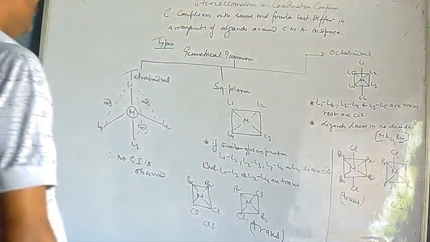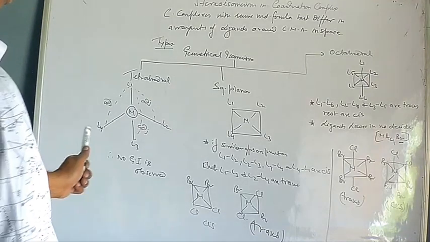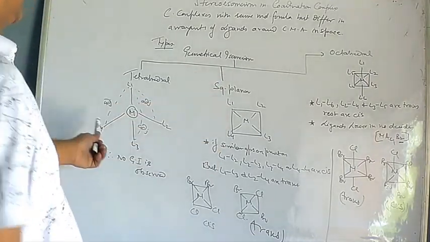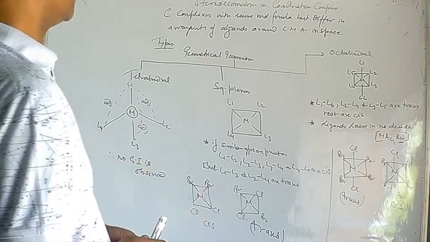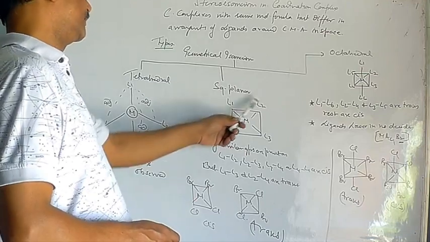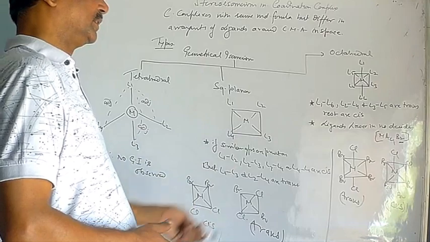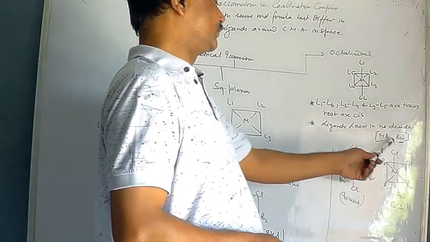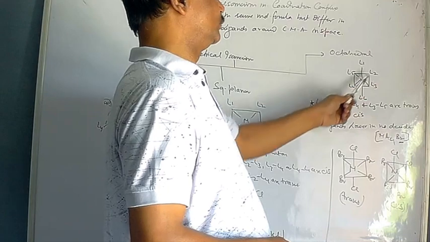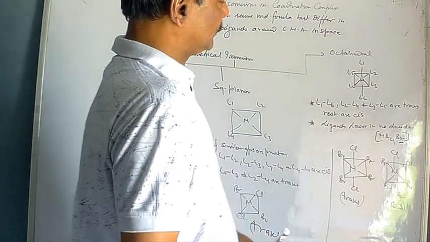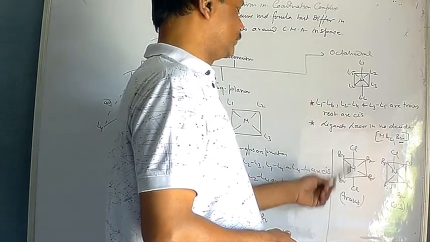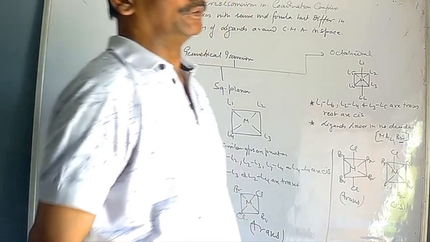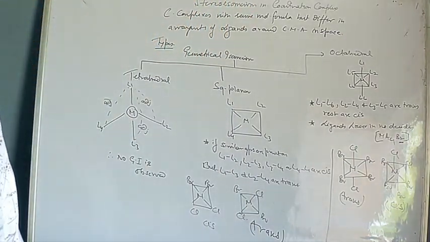So class, geometrical isomerism is found in three geometries: tetrahedral, square planar and octahedral. In tetrahedral, no geometrical isomerism is observed because all positions are adjacent, similar positions. In square planar, same side, cis, different side, trans. And in octahedral, the lower one is going to decide. L1, L6, L2, L4 and L3, L5 are trans positions, the rest are cis positions. So in this one we find that Cl occupying opposite sides, so trans, Cl occupying the same side, so it is your cis. So class, that was all regarding geometrical isomerism in coordination complexes.